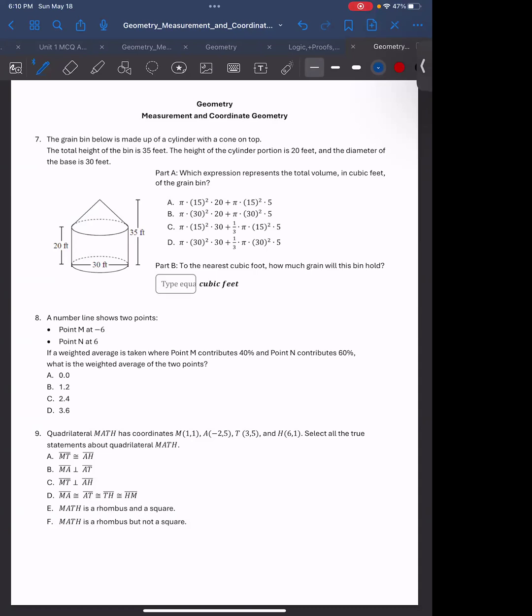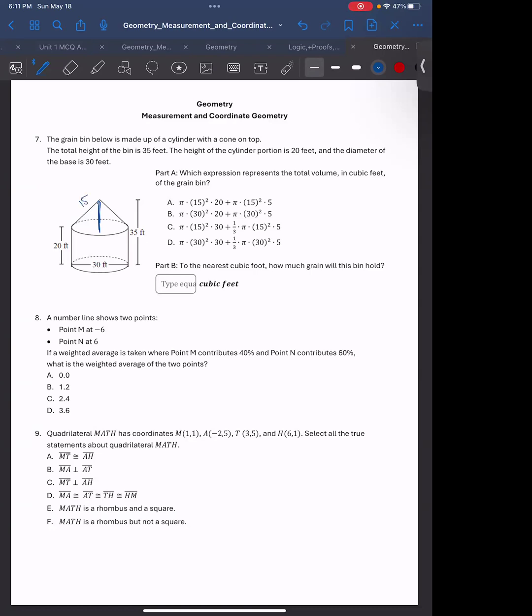We have the grain bin below, made up of a cylinder with a cone on top. The total height of the bin is 35 feet. The height of the cylinder portion is 20 feet, and the diameter of the base is 30 feet. So far, so good? If the cylinder's height is 20 feet, what is the height of my cone? 15.